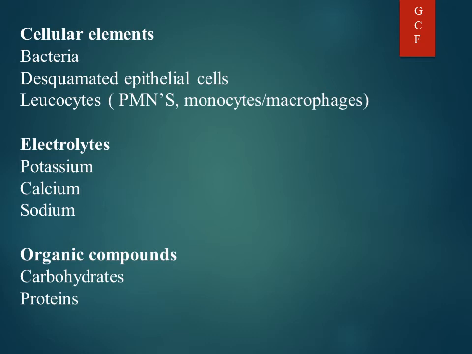And then here comes your defense cells, namely your leukocytes, that is your neutrophils. They are your primary defense, the first line of defense for your periodontal tissues. So neutrophils play a major role in the pathogenesis of periodontitis. Again, your monocytes and macrophages come into play at a later stage. So always these cells are a component of your GCF. Moving on to your electrolytes, potassium, calcium and sodium are commonly studied. And then your other organic components: when you take organic compounds, you have your carbohydrates and proteins.